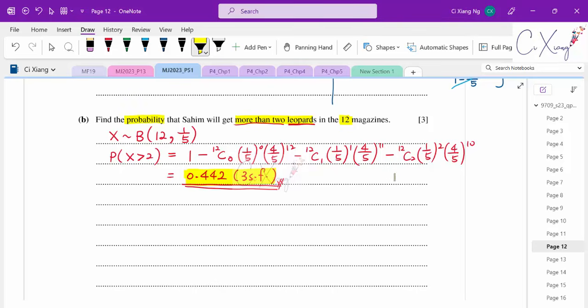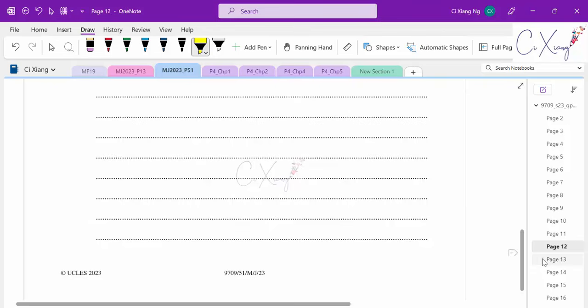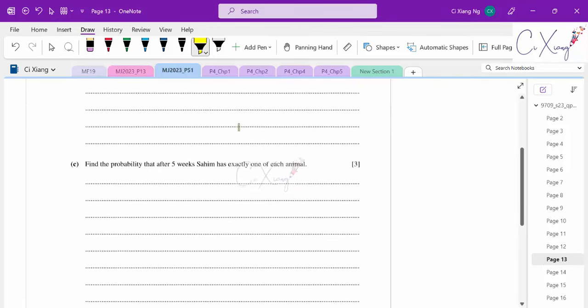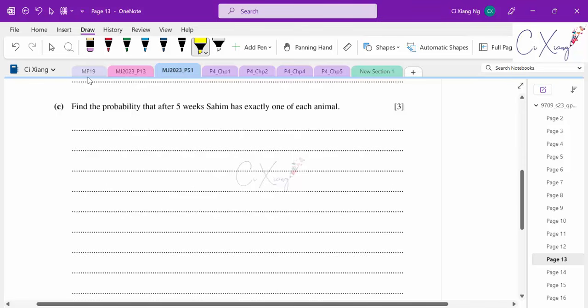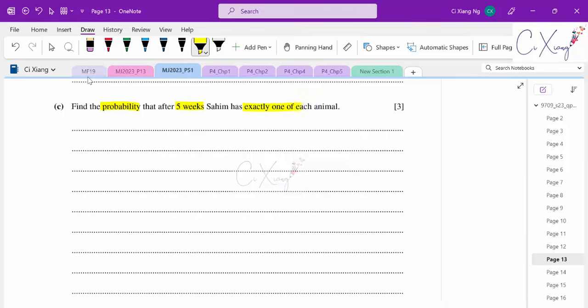Alright, then let's have a look at part C. Okay, so for part C, they ask us to find the probability again that after 5 weeks, Sahim has exactly one of each animal. Okay, so to calculate this probability, it doesn't belong to any single distribution, because for 5 weeks, he's getting every single type of animal.